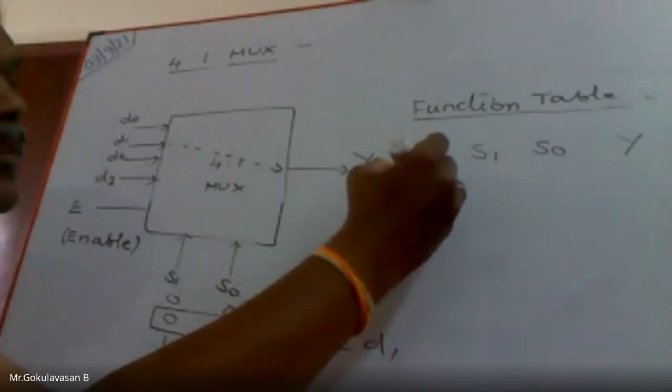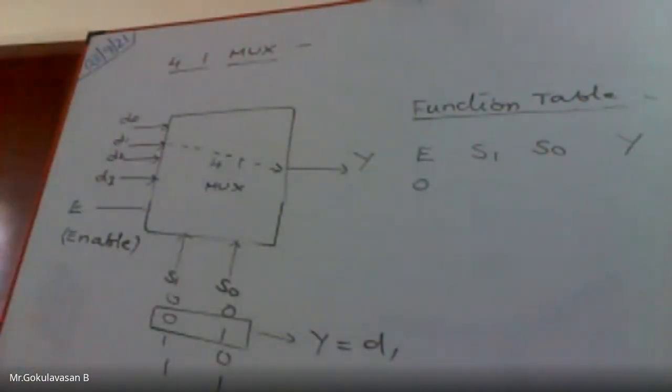Now if enable is 0, what does it mean? The enable pin is an active high signal, but I'll be giving E as 0. That means it will not be activated.